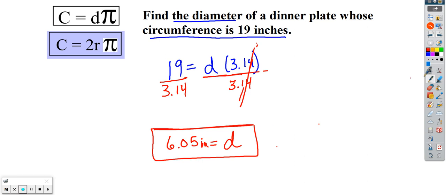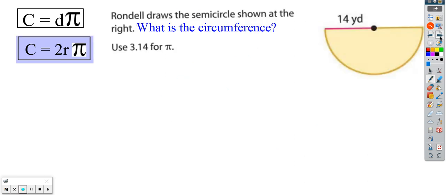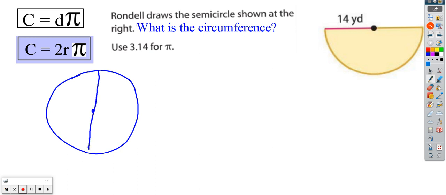Okay, moving on. What if I was asked to find the circumference of a semicircle? A semicircle is just another way to say half a circle. Let's think about when we have parts of a circle. Let's draw a nice circle. Doesn't have to be perfect. And let's cut it into fourths.